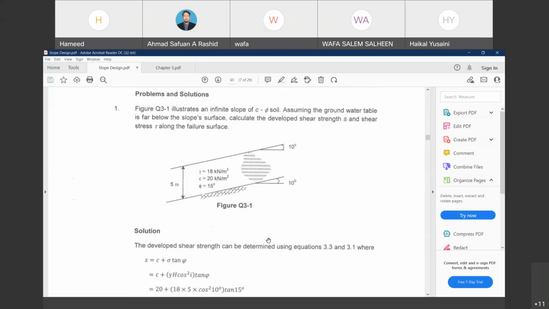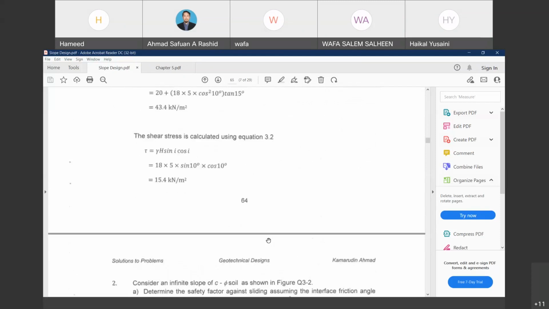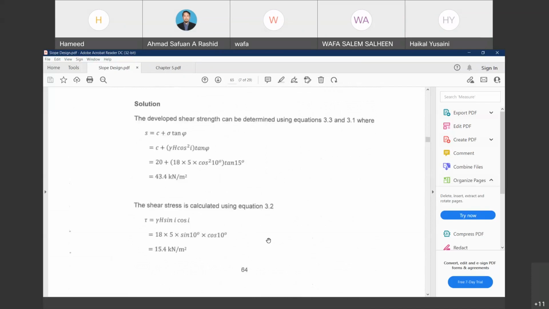So the question doesn't require us to calculate the factor of safety. That's only the answer that we have obtained for S and tau. For example, if you want to get the factor of safety, 43.4 divided by 15.4, we obtain 2.82. The factor of safety is equal to 2.82.